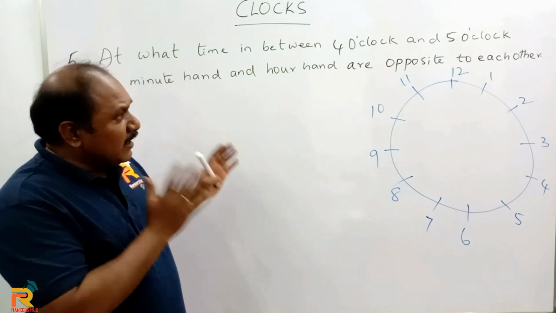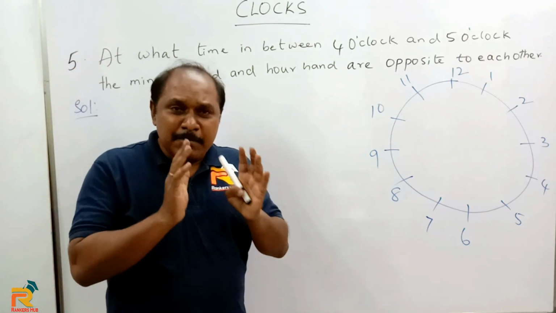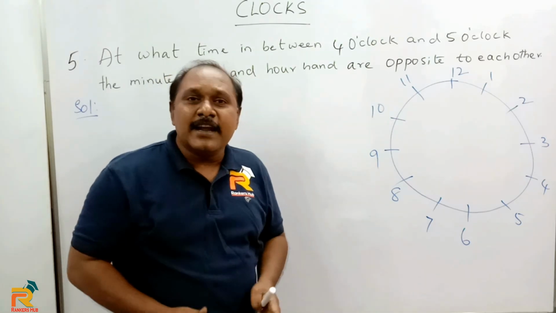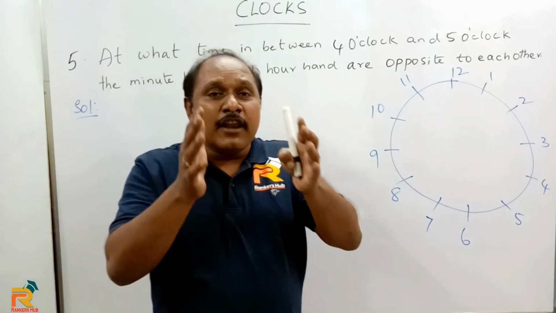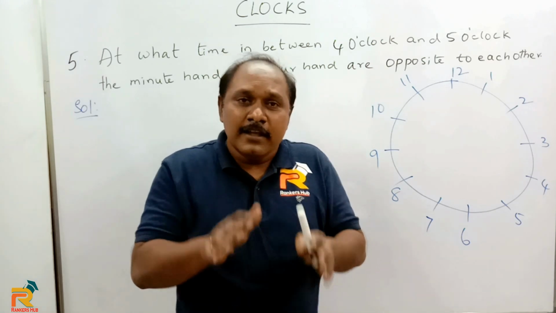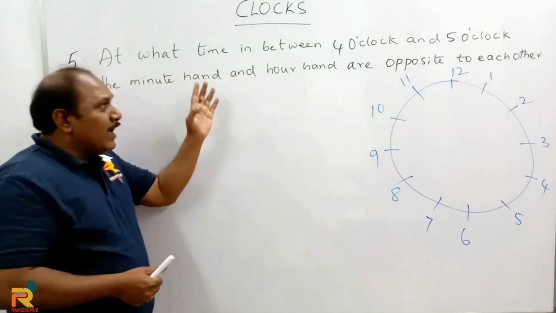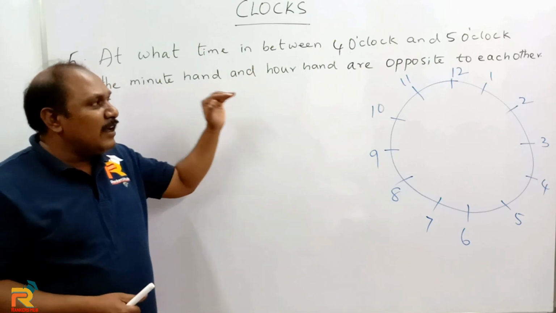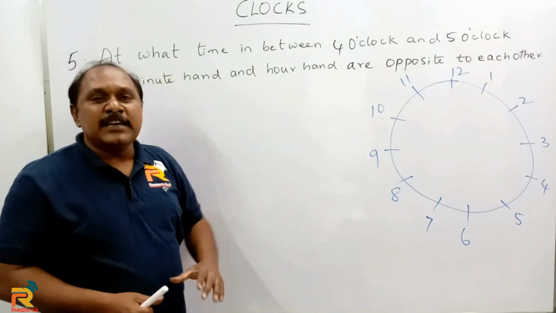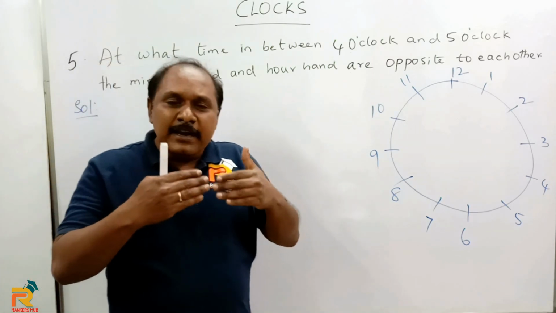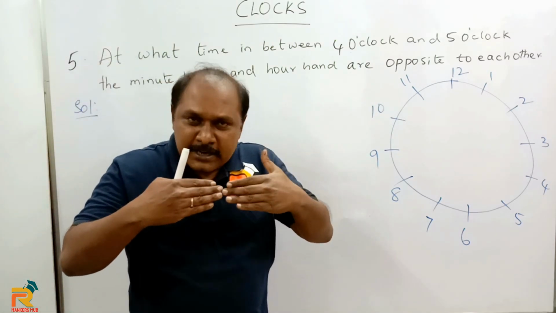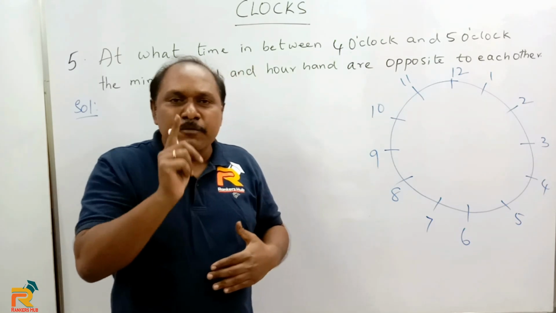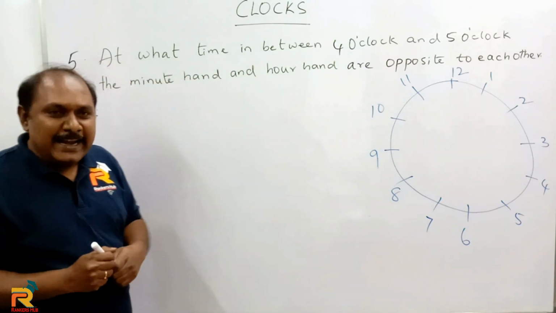Now let us see whether this problem can be solved by using a formula in a very simple way. Then you will understand the importance of the logic what we have learned. Now see here. At what time in between 4 o'clock and 5 o'clock, the minute hand and hour hand are opposite to each other? When will the minute hand and hour hand be opposite? The angle between the minute hand and hour hand, definitely it should be equal to 180 degrees.